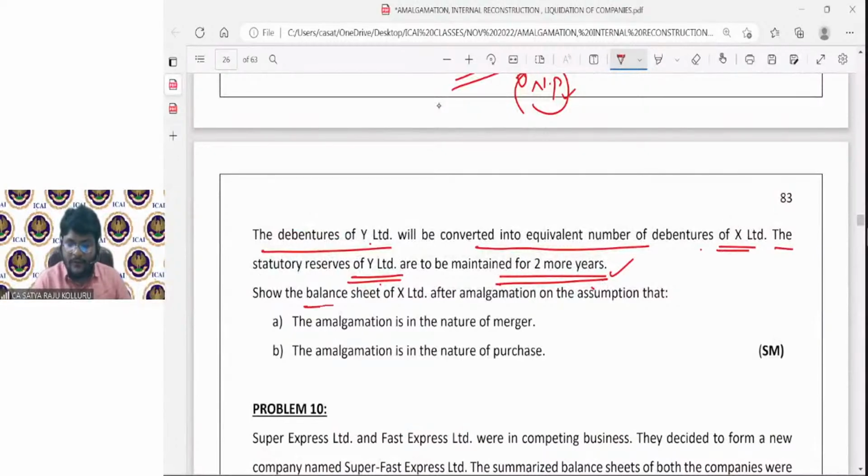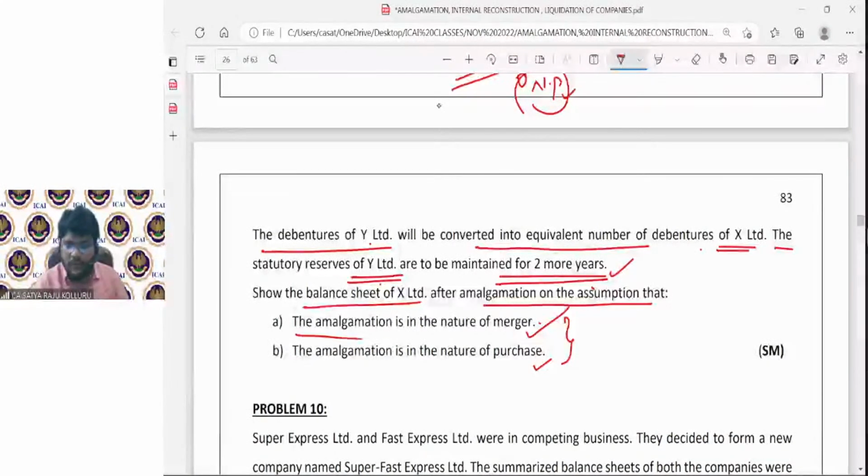Show the balance sheet of X Limited after amalgamation on the assumption that the amalgamation is in the nature of merger, and the amalgamation in the nature of purchase. Sir, this is a clear-cut problem which explains the difference between pooling of interest method and the purchase method. That is the reason why I'm picking this problem for the discussion. Is it okay to all of you? No need to provide any journal entries. You can directly work out the balance sheets under both the methods. But before working out such balance sheets, the required information you should work out in the working notes.